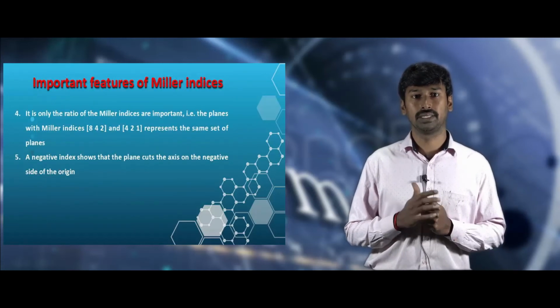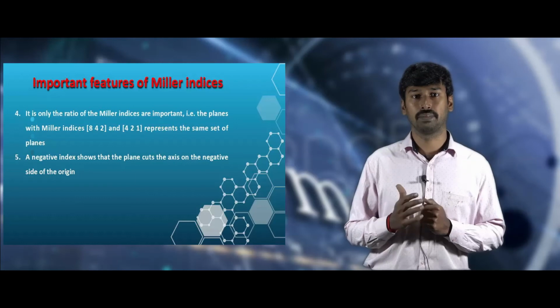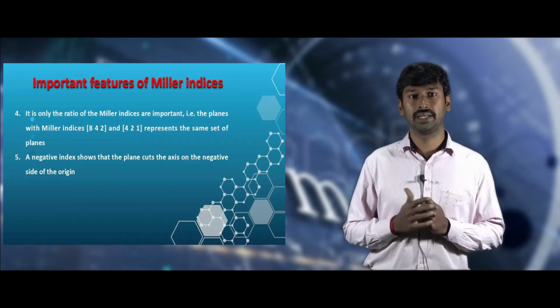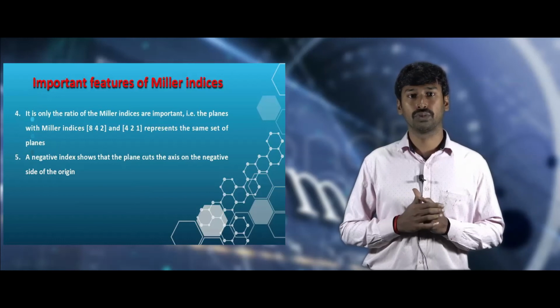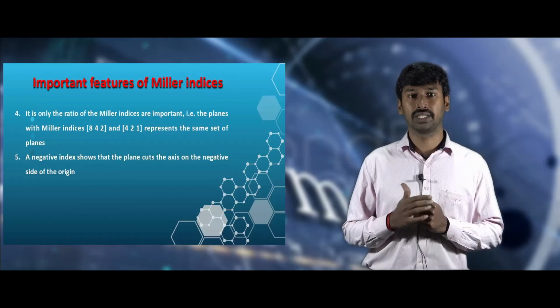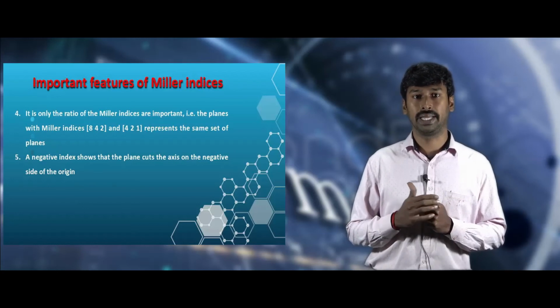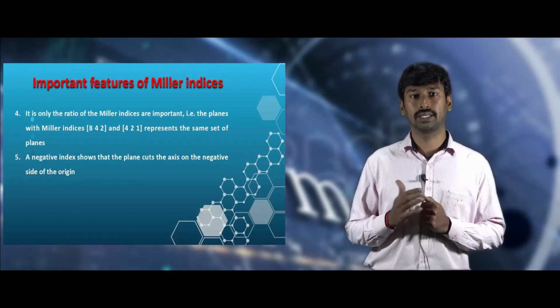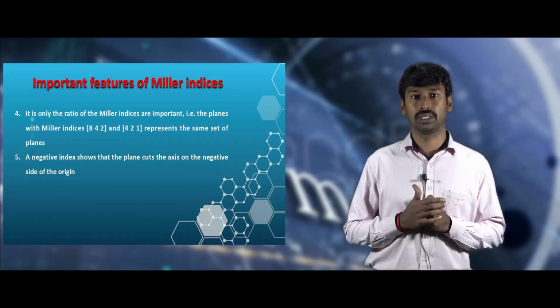It is only the ratio of Miller indices that is important. That is, the planes with the Miller indices 8, 4, 2 and 4, 2, 1 represent the same set of Miller indices. A negative index indicates that the plane cuts the axis at the negative side with respect to the origin.